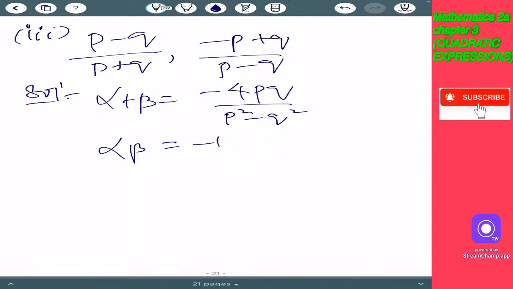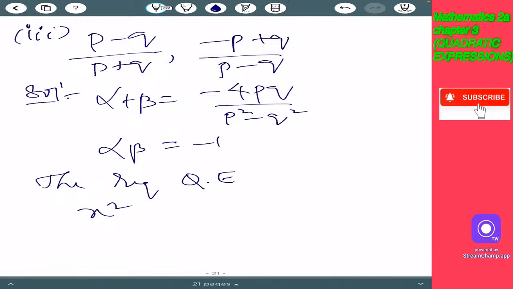Now the required quadratic equation is: since in the product of roots the numerator and denominator cancel, you'll get minus 1. In the sum of roots you need to add them, so you'll get p plus q into p minus q, that is p square minus q square, a plus b into a minus b, and so on, right?